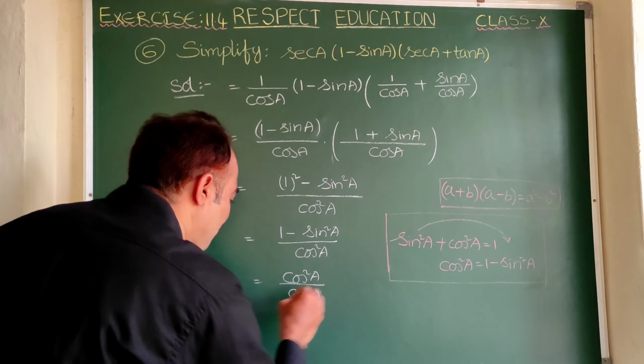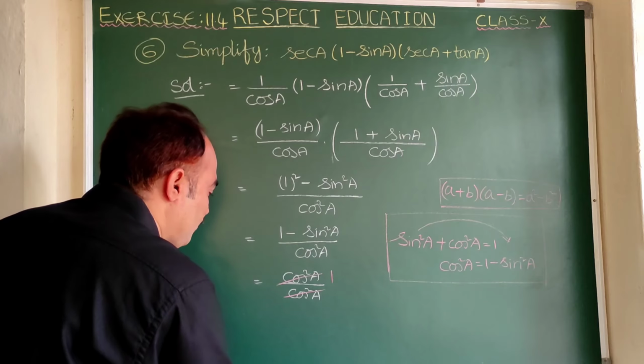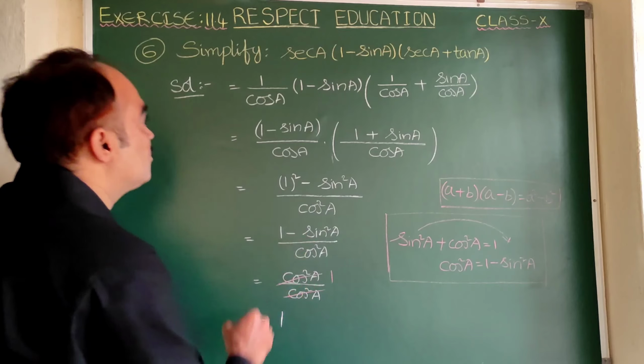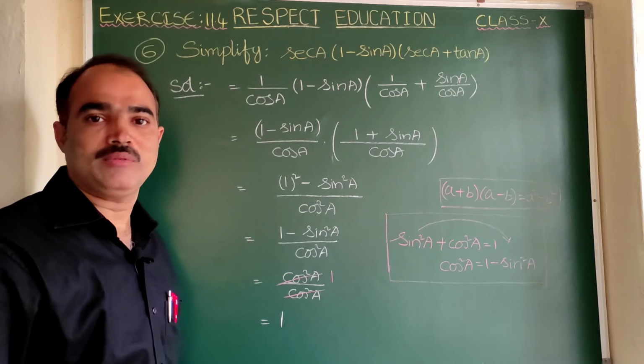Here what will happen? Cancellation. How many times? 1 time. Therefore final answer is 1. So if you simplify the given expression, you will get answer as 1. With this, sixth problem gets completed.